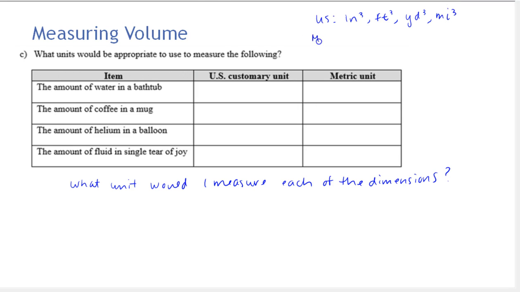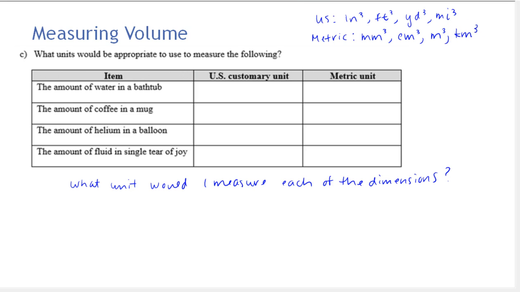For metric, we're going to use cubic millimeters, which would be very small, cubic centimeters, which are about the size of cubic inches, a little bit smaller, cubic meters, so meters are about the size of yards, and cubic kilometers.